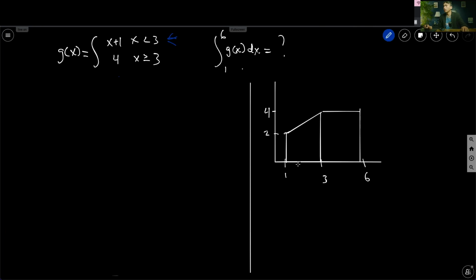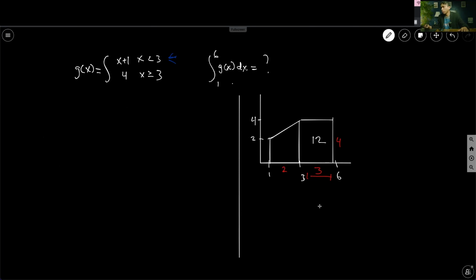So then we see that the base of this first one is just 2. The base of this one, or the distance from here to here, is just 3. The height of this rectangle is just 4. So the area of this one is just 12.